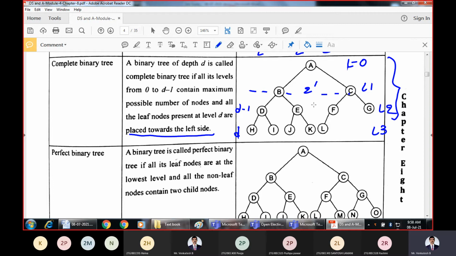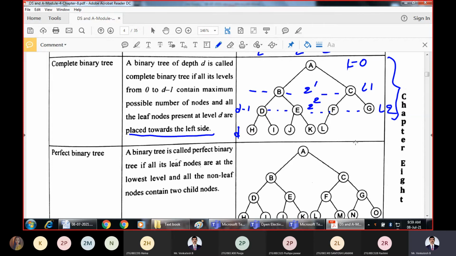Next, at level 2, how many nodes are possible? 2 raised to 2. That is already present, that is D, E, F and G. So they are occupying the maximum possible nodes at level 0, level 1 and level 2. When it comes to level D, even if we don't have the maximum possible nodes, the nodes must be placed from left to right. Then it is called a complete binary tree.